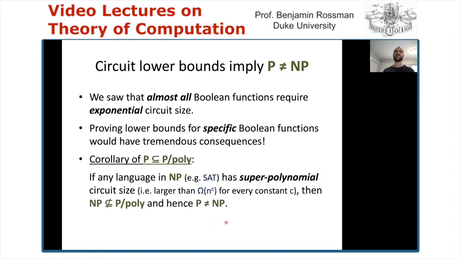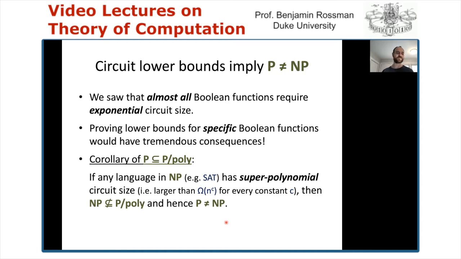And just to restate what we just observed, if any language in NP, for instance, satisfiability, in fact, without loss of generality, you could consider any NP complete problem. So if any language in NP has super polynomial circuit size, so larger than omega n to the c for every constant c, well, that shows that NP is not contained in P slash poly, and therefore P not equal to NP. So this is one of the reasons to study circuit complexity: it provides a combinatorial version of this P versus NP problem.